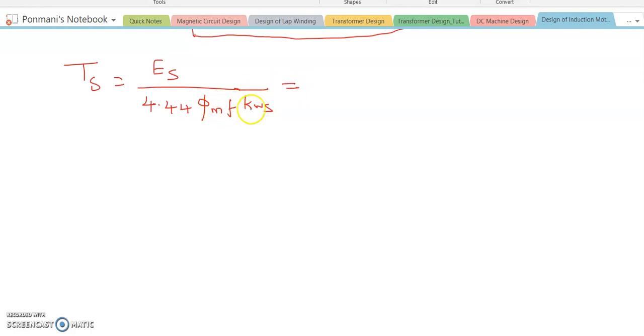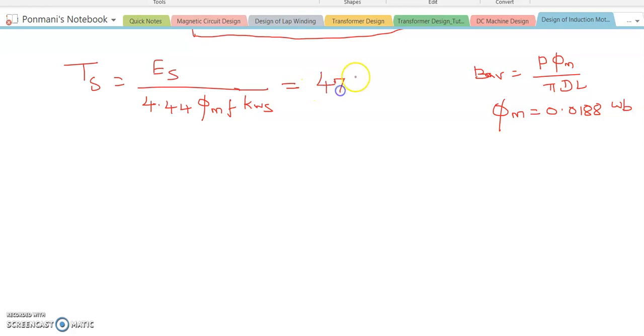In this, the unknown parameter: F is known, Kw is known, Es is known, and the only unknown parameter is phi m. Phi m will be found out from the B average equation. B average is equal to P into phi m divided by pi D L. So in this equation we already know D and L. Number of poles is given, B average is given. So from this we will be getting the value of phi m as 0.0188 Webers. So this value we will be substituting over here, and so we will be getting the total number of turns in the stator as 478.